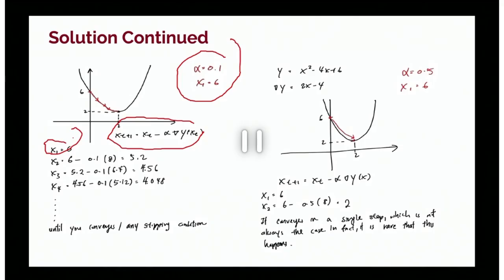So the next one now, if you want to get x2, it's going to be 6 minus the alpha and the values of the derivative. This is a model, right? Differentiate, what do you have? That would be 2x minus 4, right? Plug in the first value. What is 2 times 6? 12. What is 12 minus 4? 8. That's why you have this here.